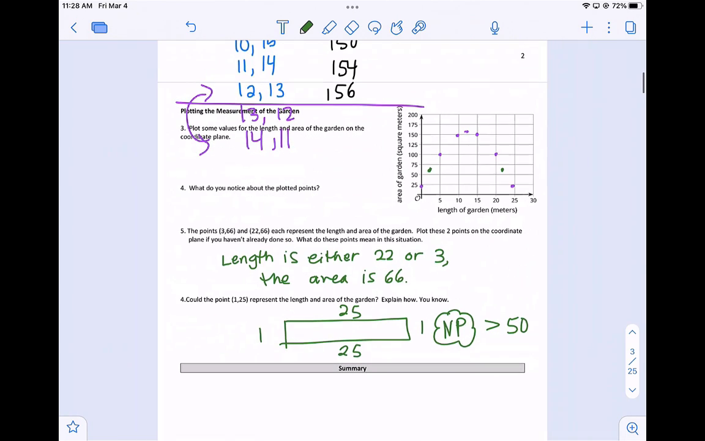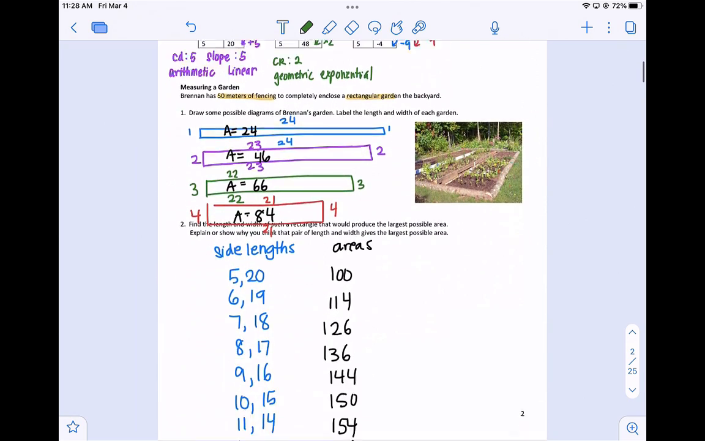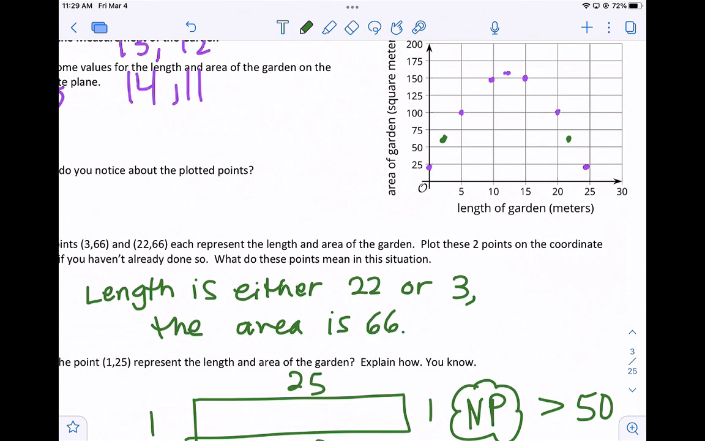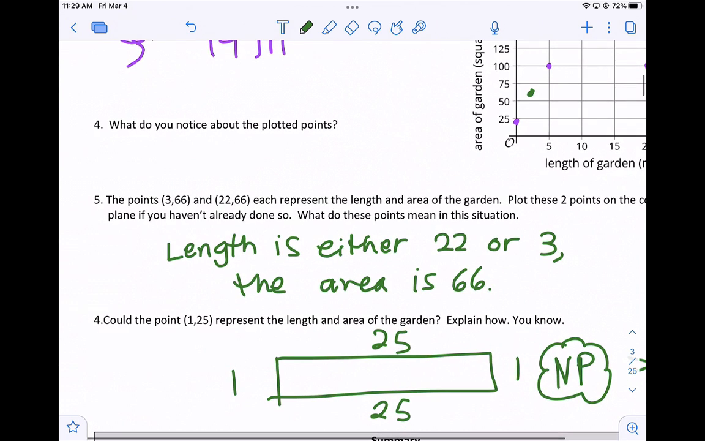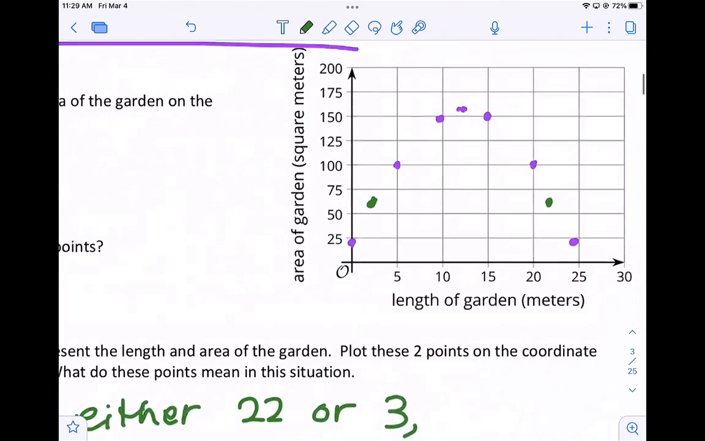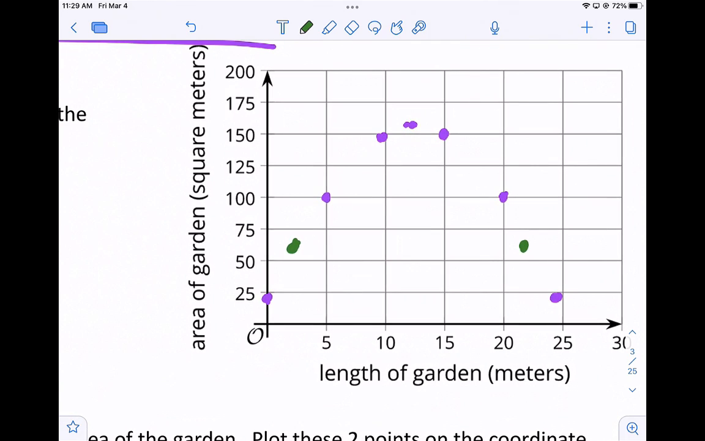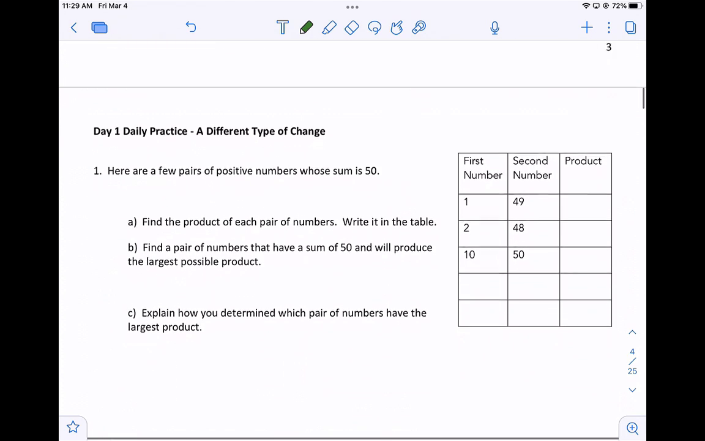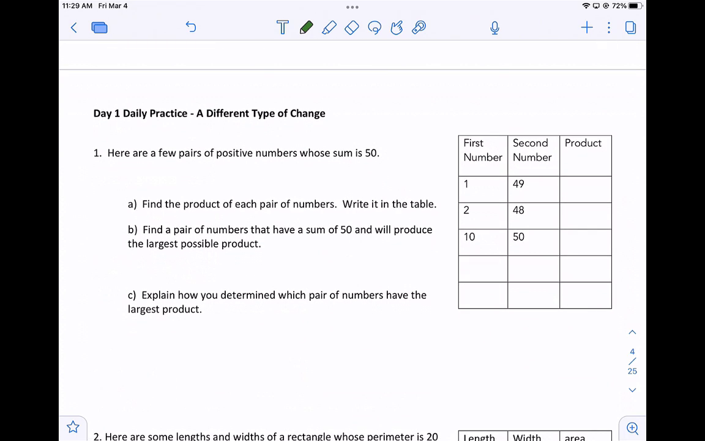So summary, we looked at this different kind of change right here. We graphed it. We saw this new shape that it made. And we learned that sometimes 2 different inputs have the same output. So like example 5, 2 different inputs have the same output, and that happens for a lot of these points, and we can see it makes a mirror image of itself. So in class, you'll be working through just page 4 in your packet, again looking at patterns and trying to look for characteristics of this new type of function that we're learning.